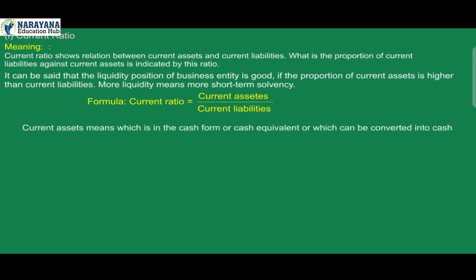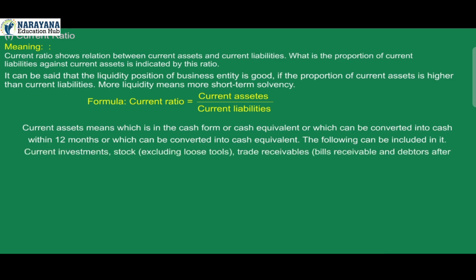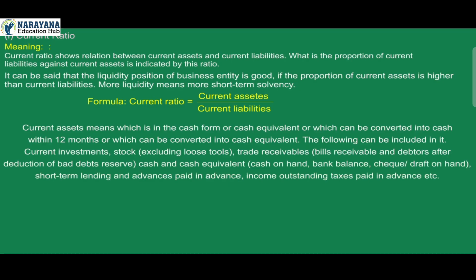Current assets means assets which are in cash form or cash equivalent, or which can be converted into cash within 12 months. The following can be included in it: current investments, stock, that is excluding loose tools, trade receivables, that is bills receivable and debtors after deduction of bad debt reserve, cash and cash equivalent, that is cash on hand, bank balance, cheque or draft on hand, short-term lending and advances, expenses paid in advance, income tax paid in advance, etc.